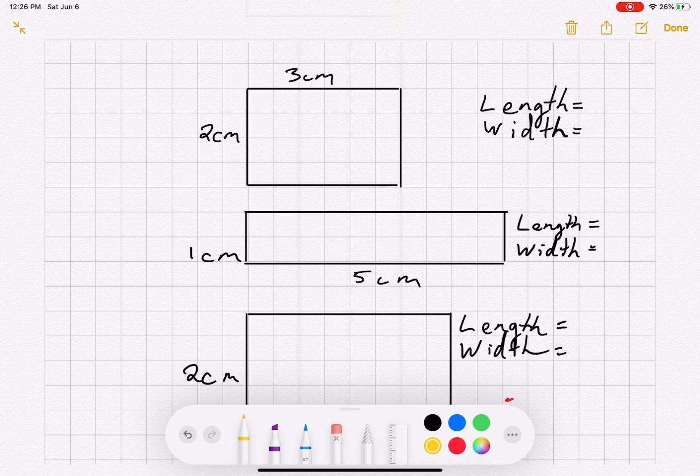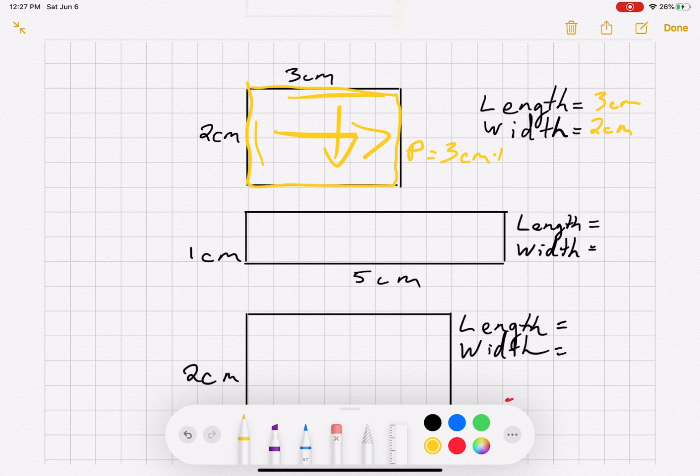If I've been given the length and I've been given the width here, the length of this is 3 centimeters, and I know the opposite sides will be the same, and this is 2 centimeters. And I know when I'm finding the perimeter of a rectangle, I am adding 3 centimeters by the 2 centimeters by the 3 centimeters by the 2 centimeters. So I'm just going to write it this way.